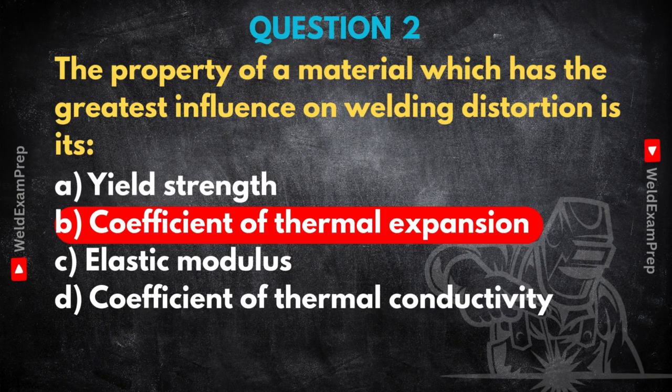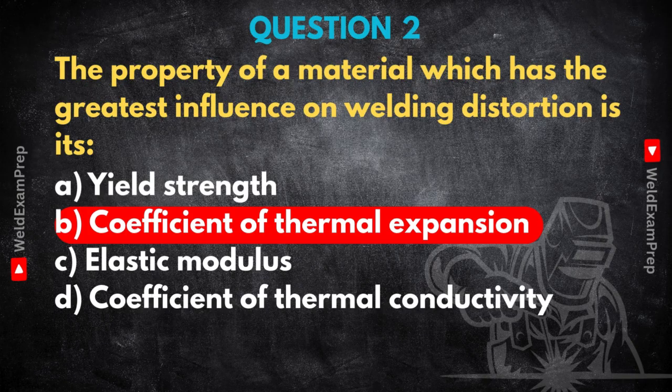So what about the other options like thermal conductivity? Doesn't that play a role? It does play a role, absolutely. Thermal conductivity affects how quickly heat spreads, so it influences the size of the heated zone and the temperature gradients. But it doesn't directly dictate how much the material expands or contracts for each degree change. That's the coefficient of thermal expansion.